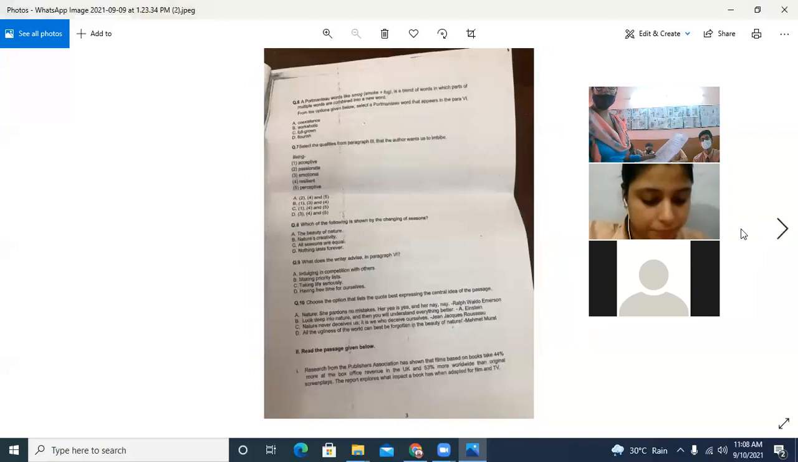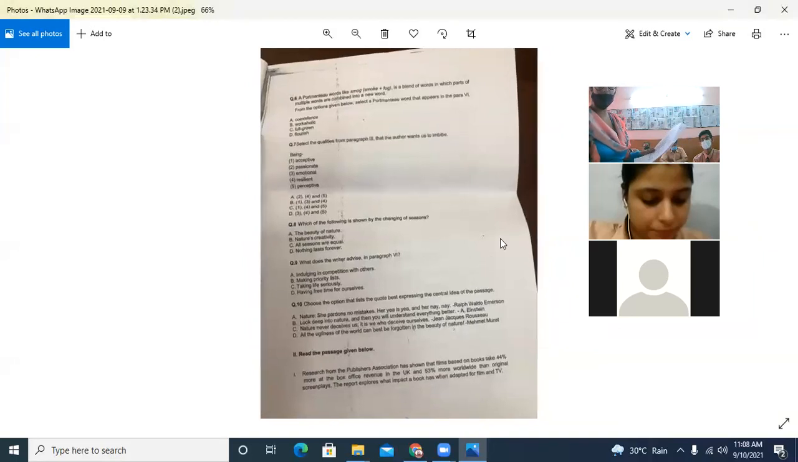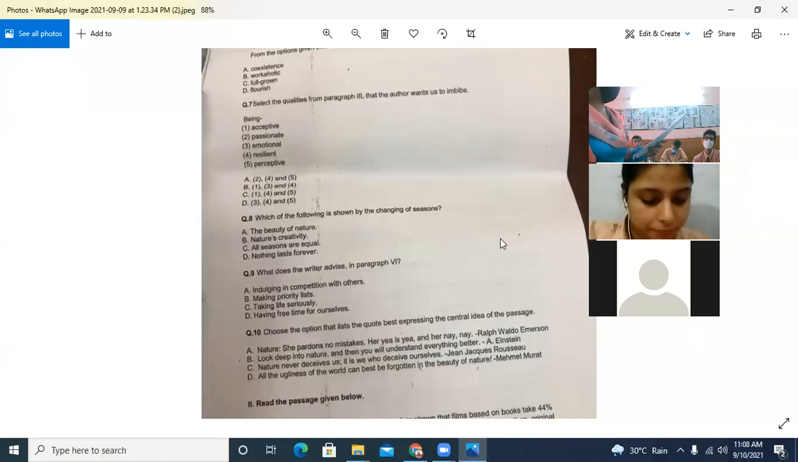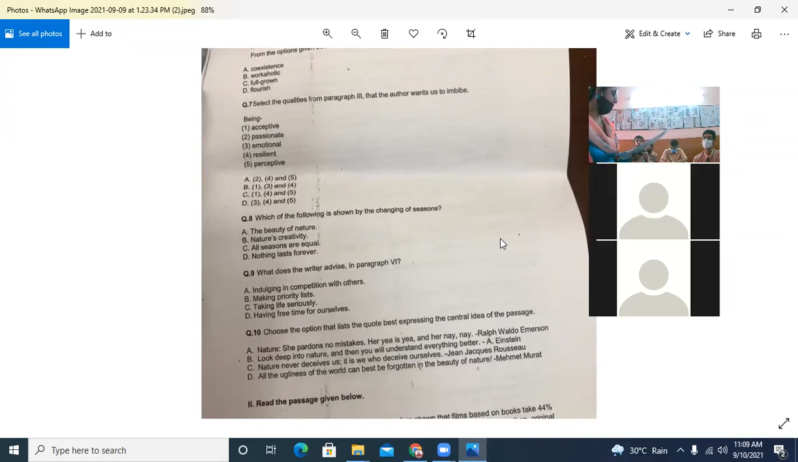Okay. Next, see the next one. Yes. The next question is about portmanteau words like smog. Smog is formed by a combination of smoke and fog. Don't worry your brain about what portmanteau words are. Now you got it. Smoke plus fog is equal to smog. It is a blend of words in which parts of multiple words are combined into new words. From the options given below, select a portmanteau word. Now we have to select which is a portmanteau word. Coexistence, workaholic, full grown, flourish. The option: workaholic. Because coexistence is formed by two words. It is a collective word.